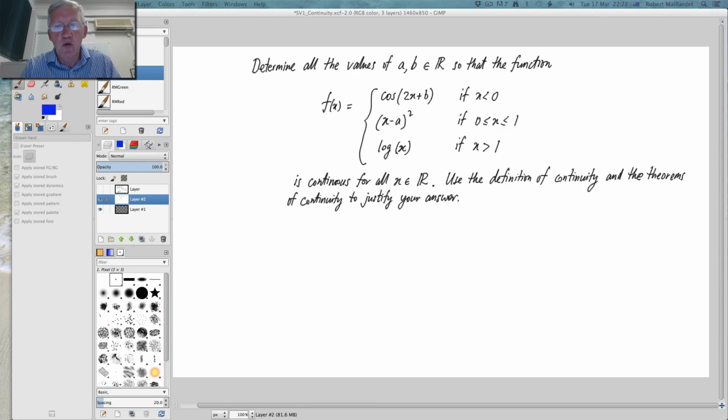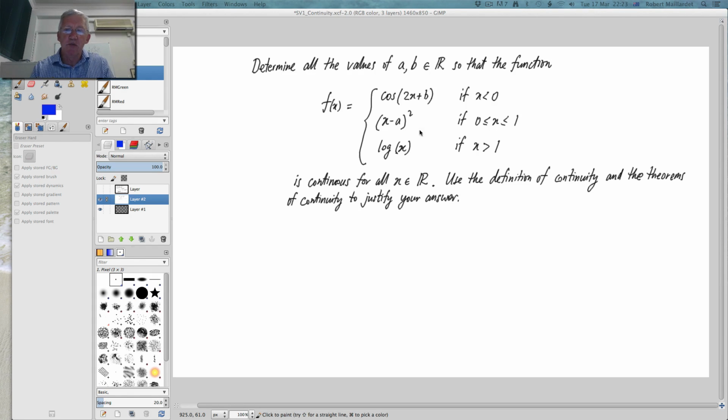So here it is. It's saying determine all the values of a and b so that this function is continuous everywhere. The function is equal to the cosine of 2x plus b if x is strictly less than 0. It's equal to this quadratic, x minus a squared, for all values between 0 and 1, including 0 and 1. And it's the log function, which is the log of x if x is strictly greater than 1.